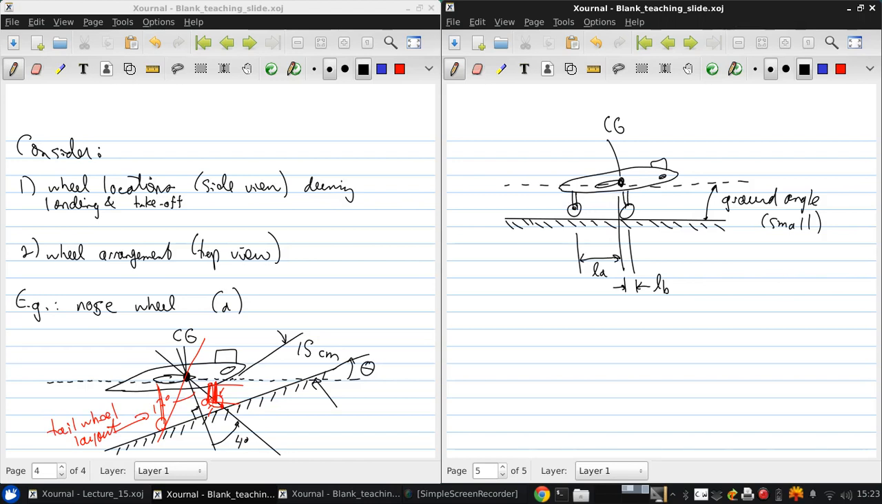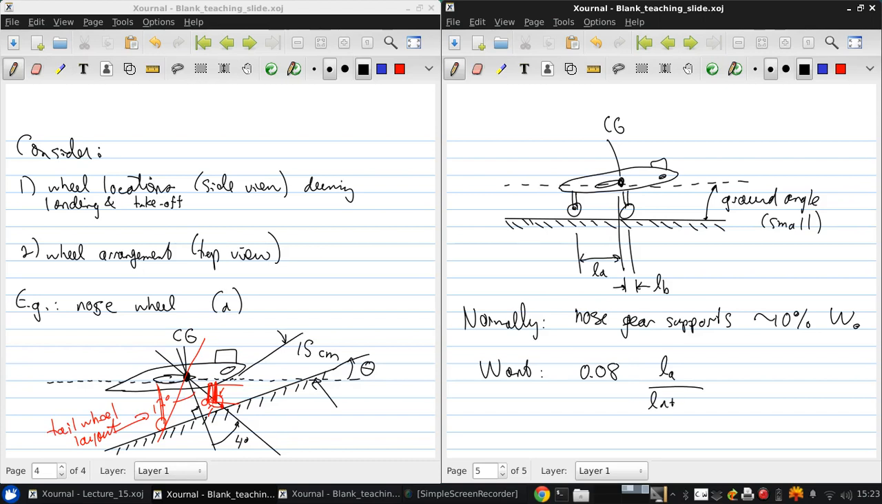Normally, the nose gear supports about 10% of the takeoff weight. And what we want for that to be the case is for LA over LA plus LB to lie between 0.08 and 0.14.